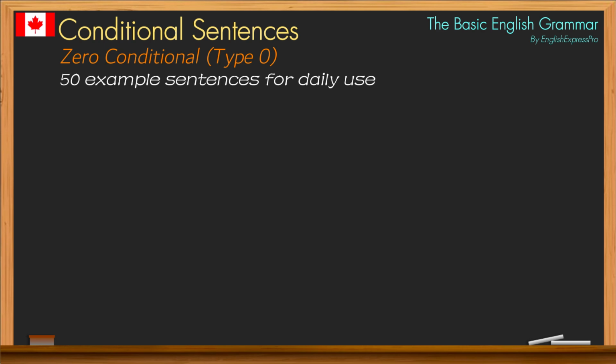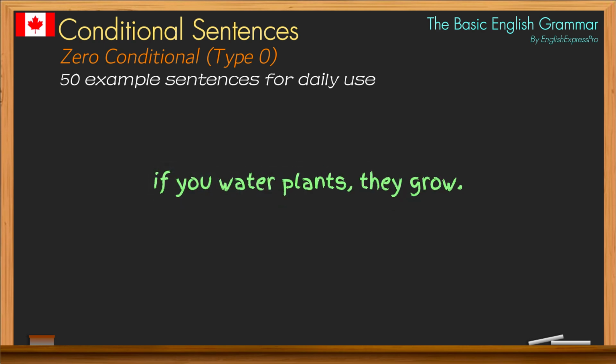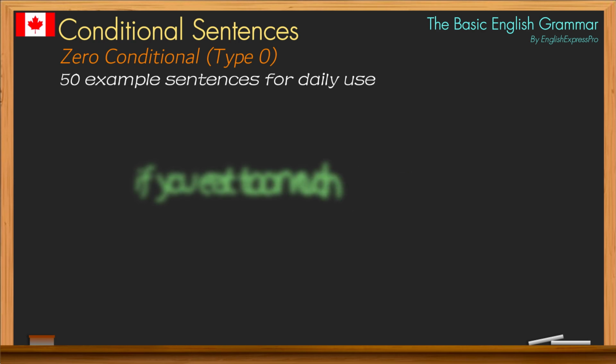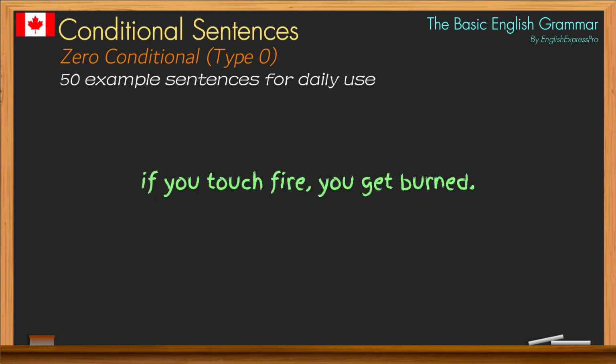50 example sentences that cover a variety of daily activities and general truths, illustrating the use of type 0 conditionals in everyday life. If you water plants, they grow. If you heat ice, it melts. If you eat too much, you feel full. If you touch fire, you get burned.